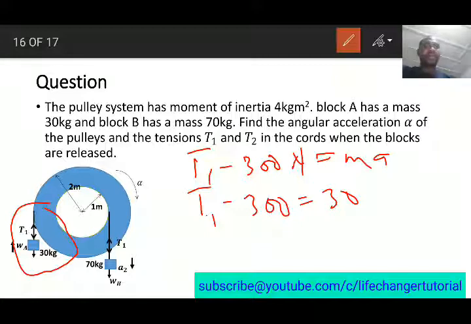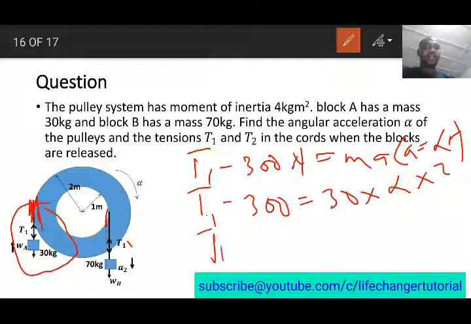The acceleration we don't know, but we know that it is equal to the angular acceleration times the radius. The radius in that case is 2. Remember that a is angular acceleration times radius. Now the radius is 2, because this is attached to the bigger pulley, but here was attached to the smaller pulley. So the radius of the bigger pulley is 2 meters. So this is going to give us T1 minus 300 is equal to 30 times 2, which is 60, so we are going to get 60 alpha.